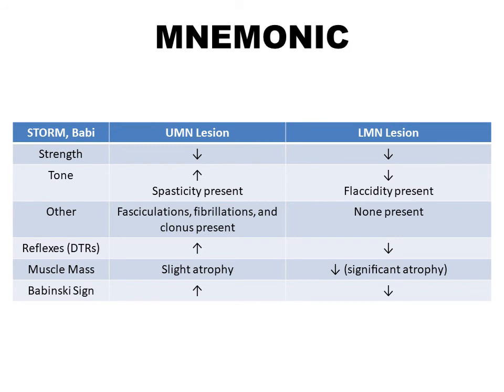Note that the other row stands for fasciculations, fibrillations, and clonus, which are present in a lower motor neuron disease, but not in an upper motor neuron disease. Additionally, the arrows in the Babinski sign row refer to the direction in which the toes point. The toes will point up in an upper motor neuron disease, indicating a positive Babinski. The opposite is true in a lower motor neuron disease.